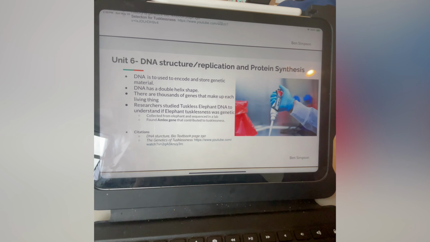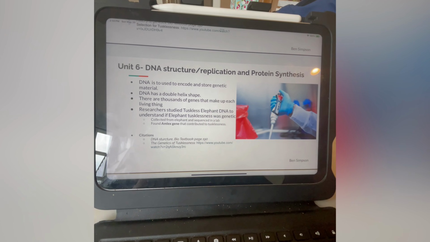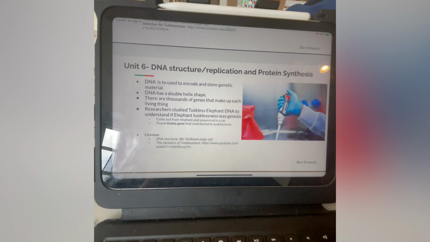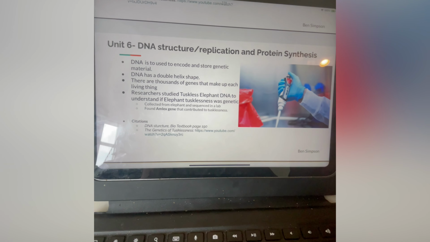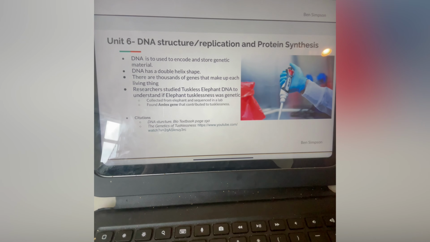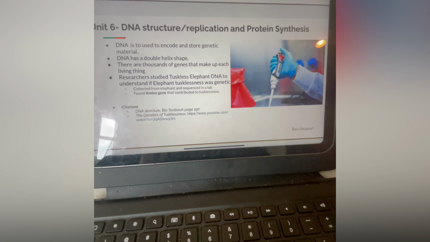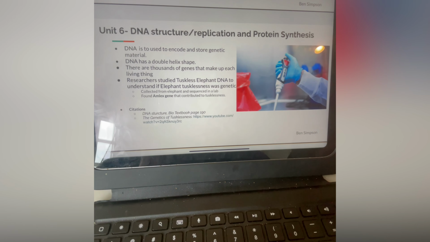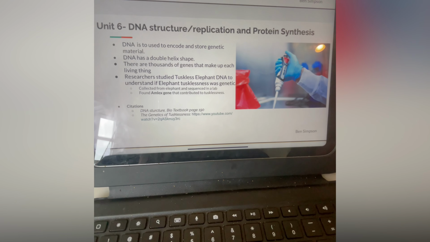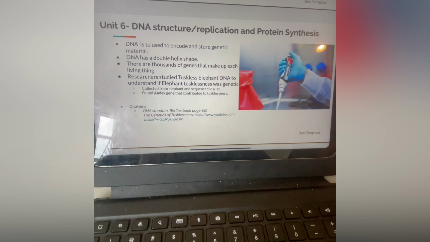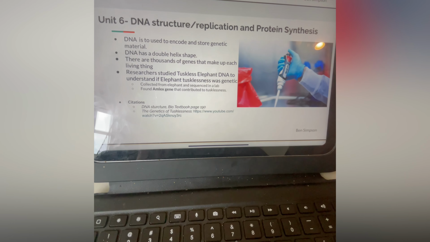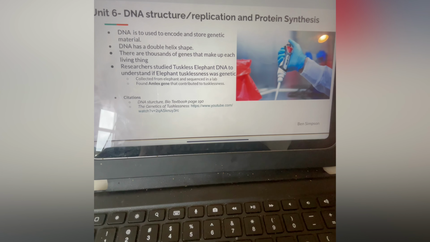Unit 6, DNA structure, replication and protein synthesis. DNA is used to encode and store genetic material. DNA has a double helix shape. There are thousands of genes that make up each living thing. Researchers studied tuskless elephant DNA to understand if elephant tusklessness was genetic.